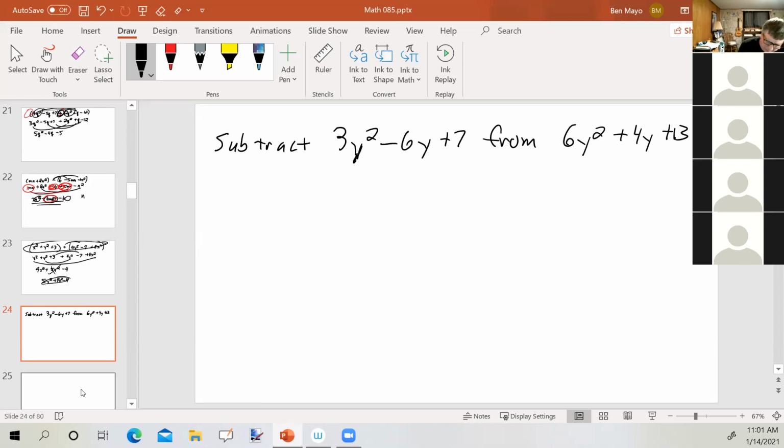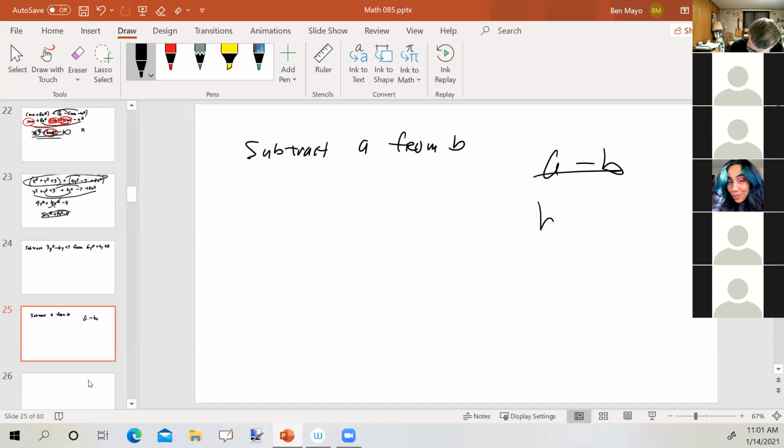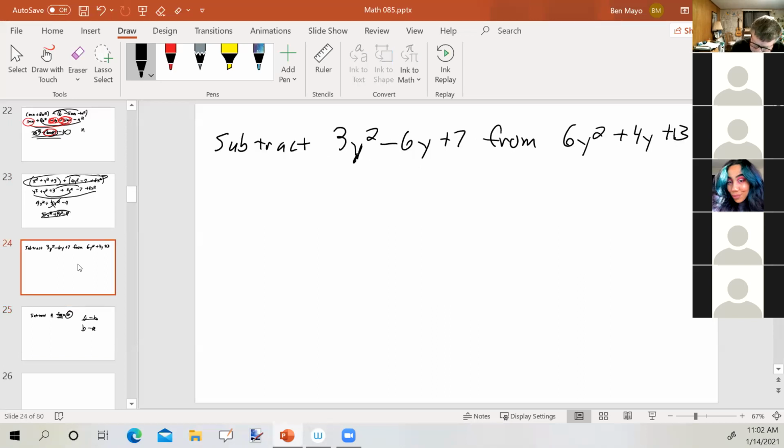Tell you what, let's come back to that for a minute. Suppose it said subtract A from B. How would you write that? Would you write it like this, A minus B? Yeah, B minus A. Right. It would be B minus A. Subtract A from B. So you're starting with B and subtracting A, so it's going to be B minus A. All right. So here it says subtract this from that. Now, so this one's going to go first.